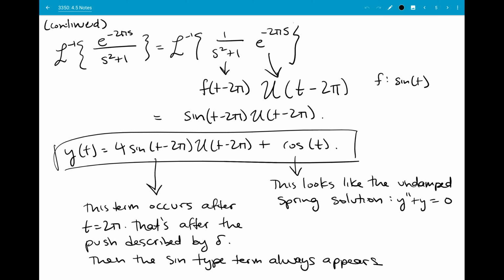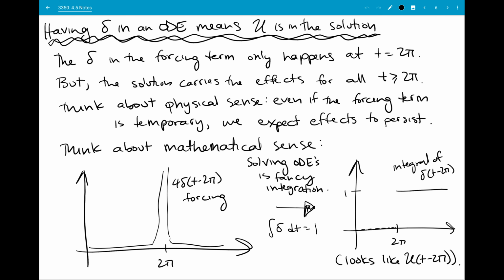And we found that using the delta function in the forcing term for that spring introduced a term that used a step function after the delta function occurred. And we talked a little bit about why you might think that's physically reasonable, and then why it makes mathematical sense in terms of solving ODEs just being integration, and the integral of the delta function is 1 when you run over it. So after you've run past it, you turn on a step function that says, I've integrated over the delta function, and now it's always 1, or whatever it was multiplied by.